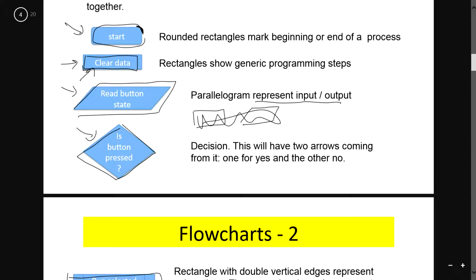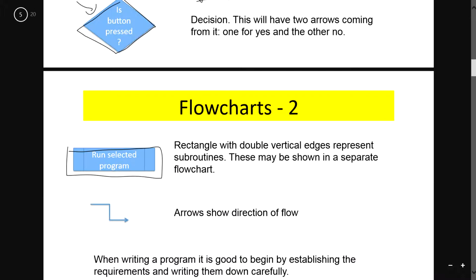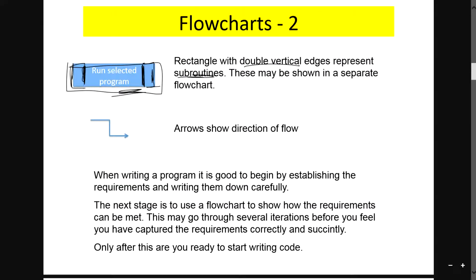One is a section, a topic, and the sub of it is simply this one: subroutines. It has double vertical edges. Just take note that there will be this line over here, if you can't see. There will be this thing. And the arrows I don't need to describe.